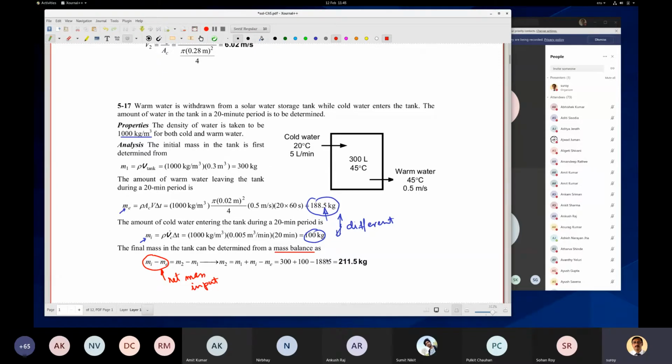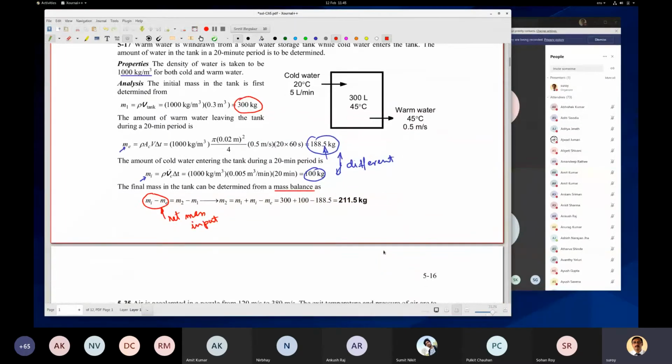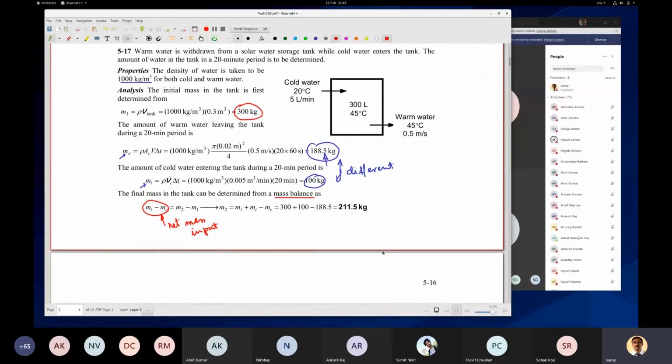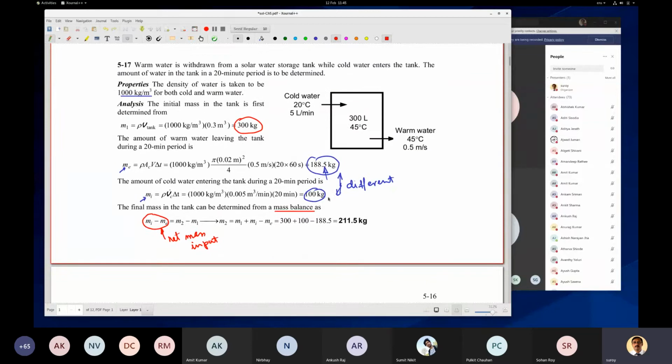So we know that initially the initial mass in the tank is first determined from 300 kgs, right? So net mass input. So 300 kg is the initial value M1, and then the net increase is 215. So the final will be, anyway, this is what has to be determined. So you have to get the properties and then solve it. So this is the accumulation, net mass input.